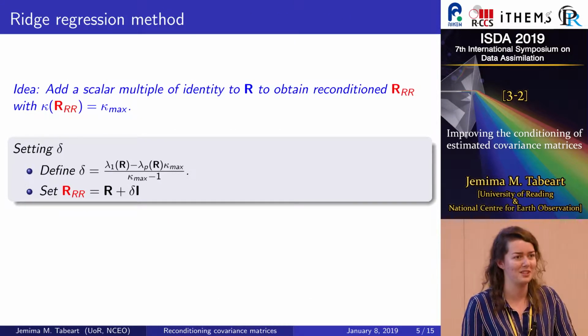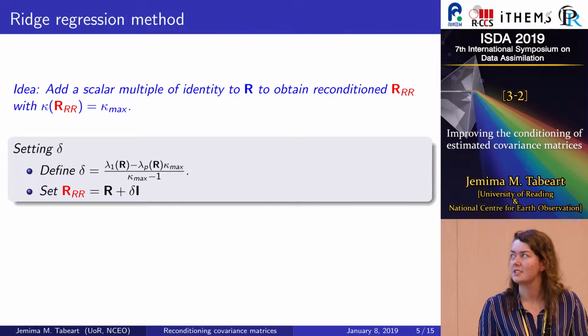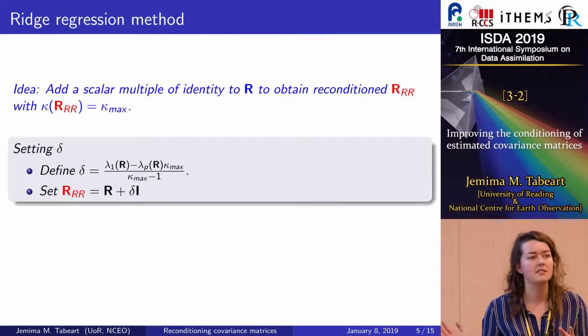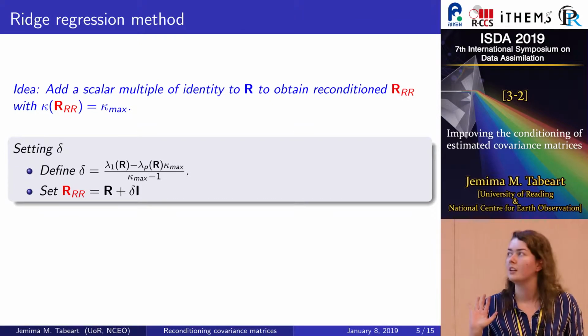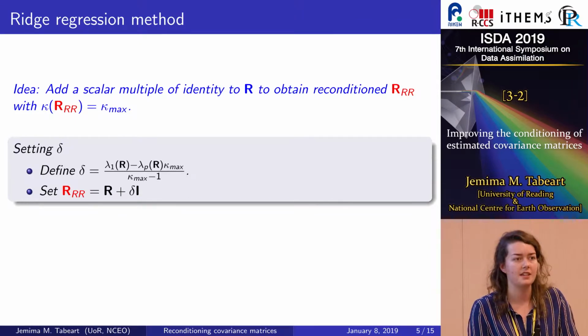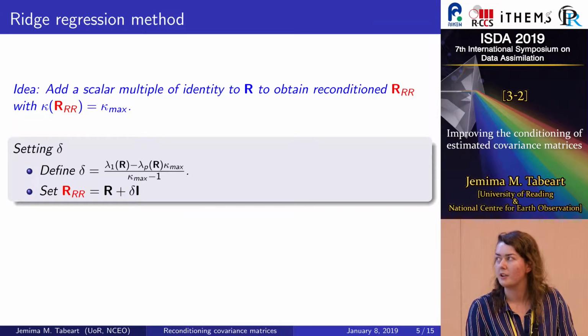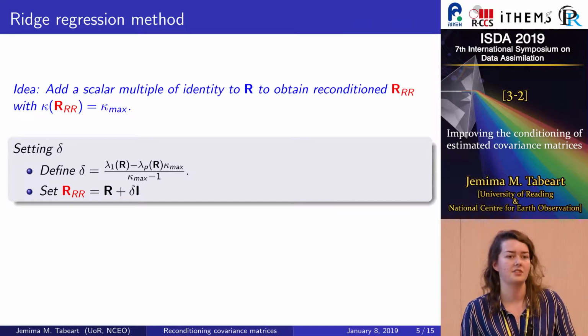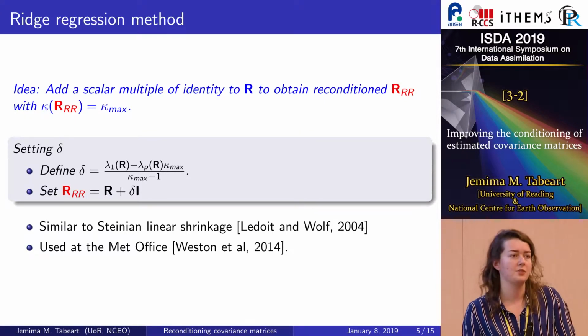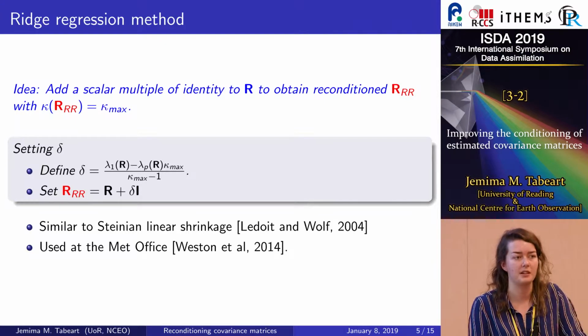Okay, slightly more formal definitions now. The ridge regression method is the same as adding a scalar multiple of the identity to the original correlation matrix R. This is quite a standard way of regularizing a system, and it's used quite a lot in optimization. The scalar, delta, is chosen depending on the maximum eigenvalue, the minimum eigenvalue, and my target condition number. Then I just add a scalar multiple of the identity. It's really cheap to implement. It's similar to work that's been studied in optimization, which means we can develop some theory. And this is what's used at the Met Office at the moment.